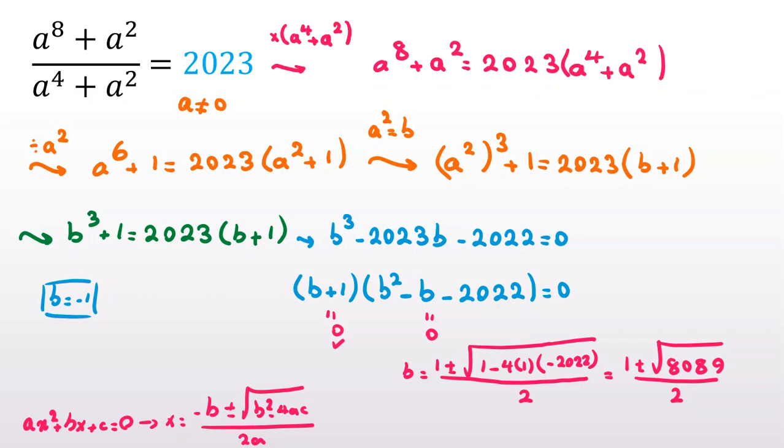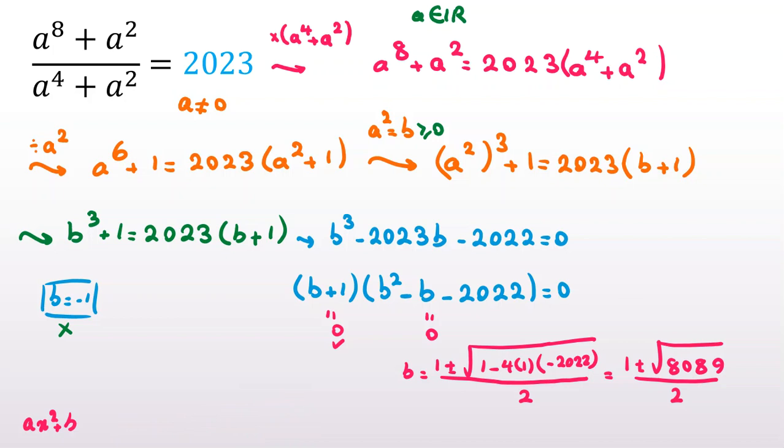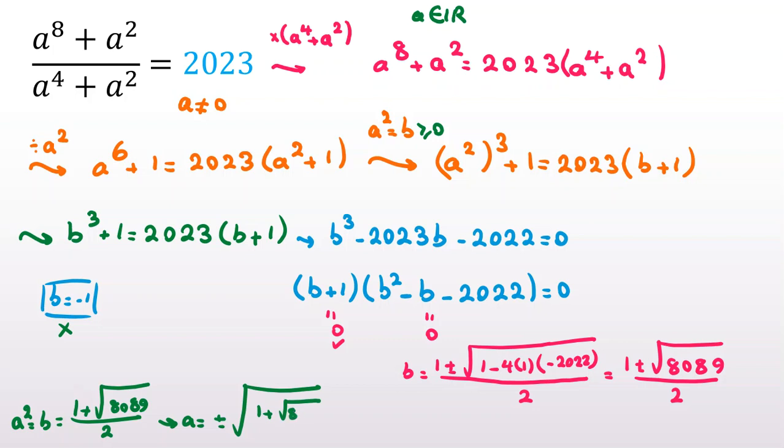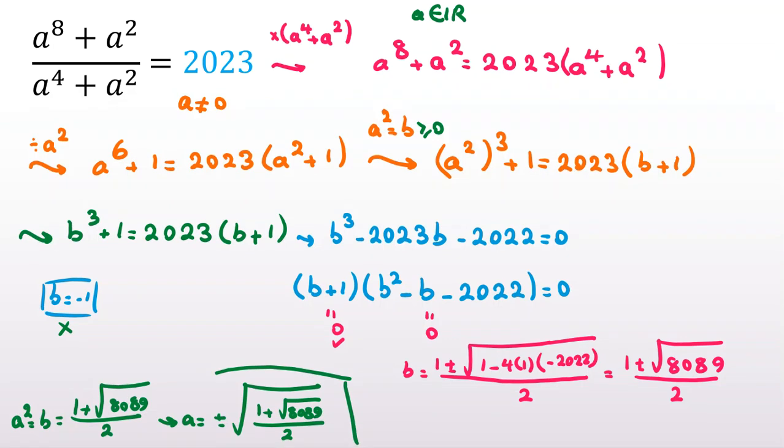If you want to know how we can solve it in complex numbers, send a message to my WhatsApp number. If a is real, then b, which is a squared, is at least 0, so 1 minus root 8089 all over 2 is not good. Our only answer will be b, which is a squared, equal to (1 plus root 8089) all over 2, because (1 minus root 8089) all over 2 is negative. So a equals plus or minus the square root of (1 plus the square root of 8089) all over 2. Okay, so we found two answers for a.